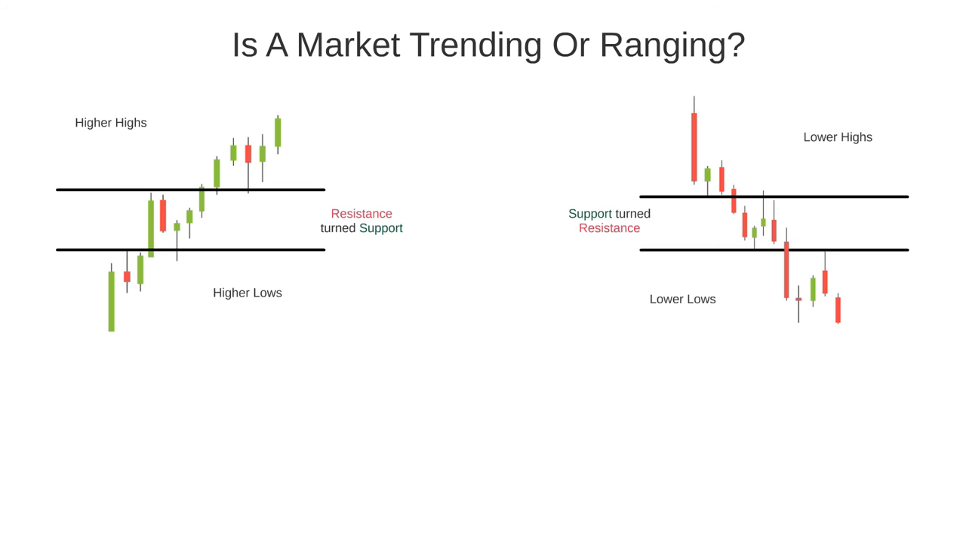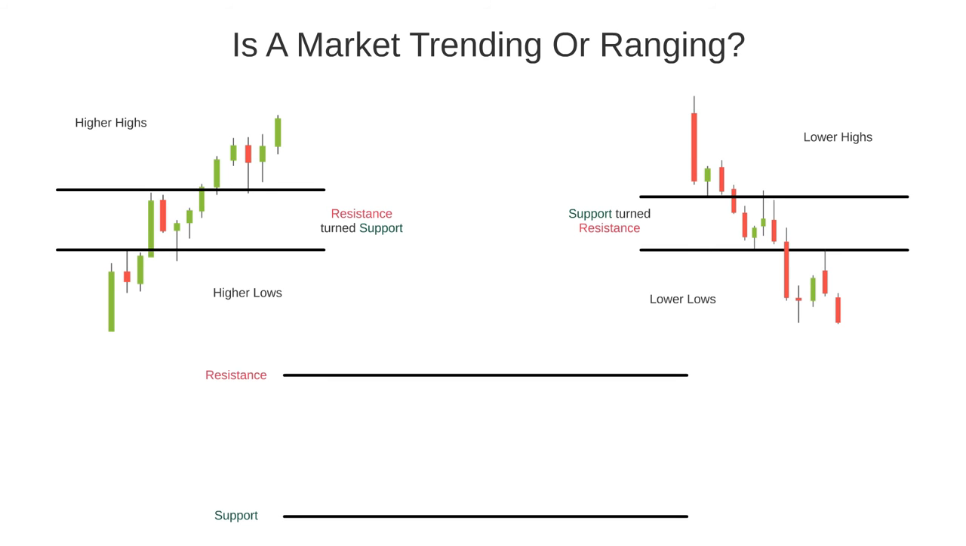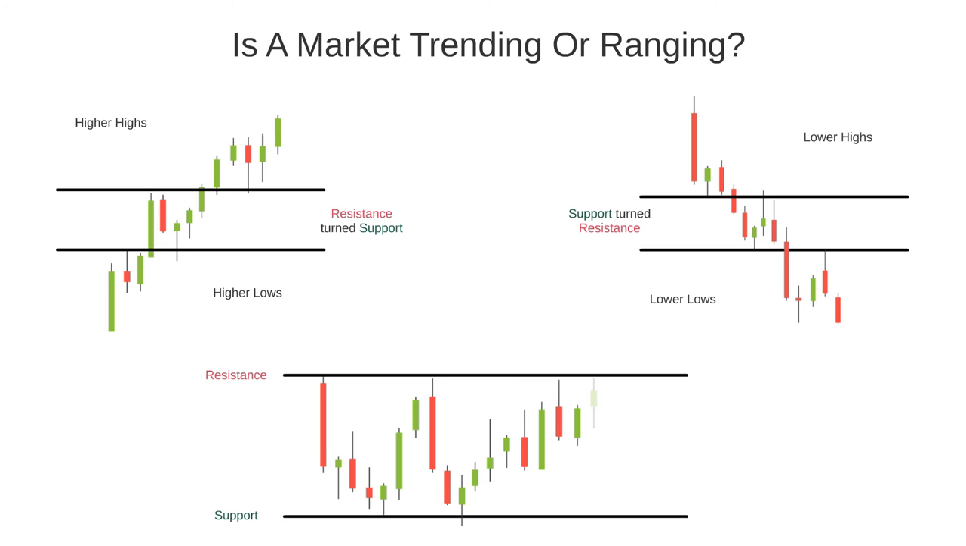If the market is moving sideways between two levels of support and resistance, then the market is said to be ranging, as it is not making any significant movement to the upside or the downside. Some traders have strategies they will only employ if the market is trending or ranging. So using this analysis helps them to decide whether to implement a particular trading strategy or not.